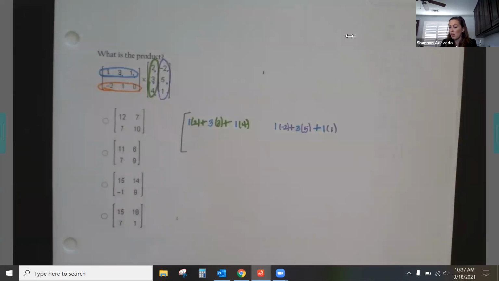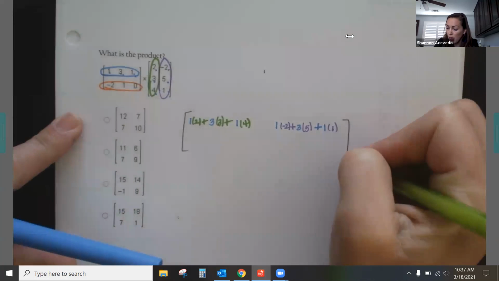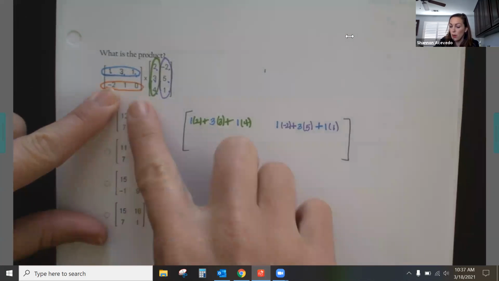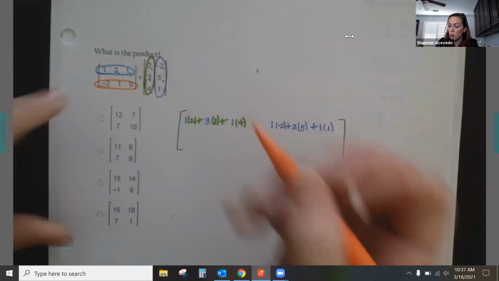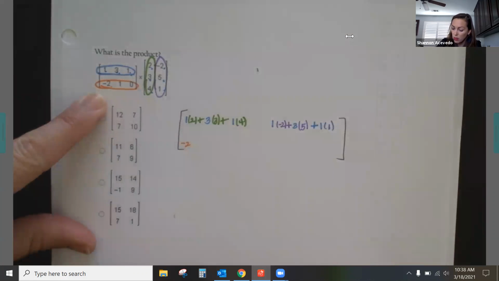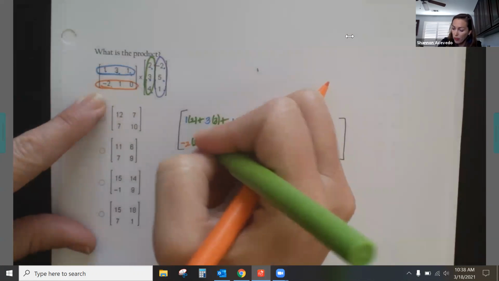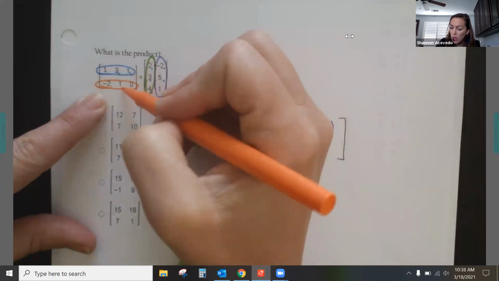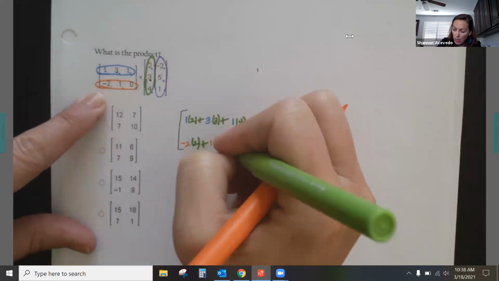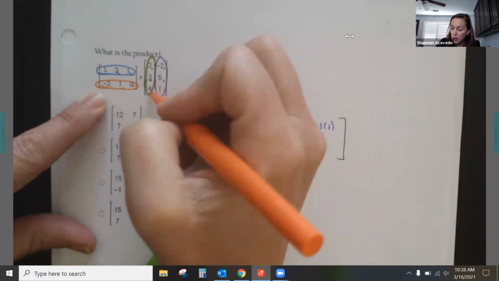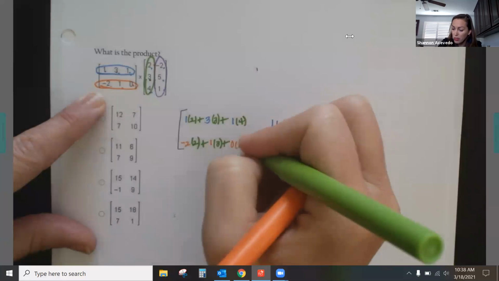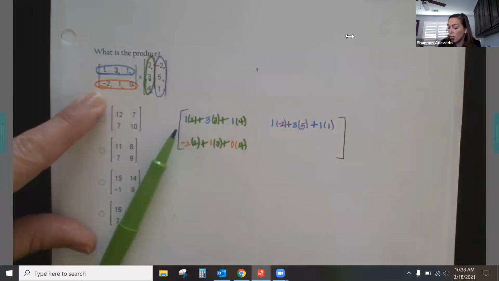There you go. Then I go to my second row, first column. So the second row is going to be negative 2 times my 2, plus 1 times my 3, plus 0 times my 4. And if you want to just put 0 there when you do it, it doesn't matter. It's going to zero out.